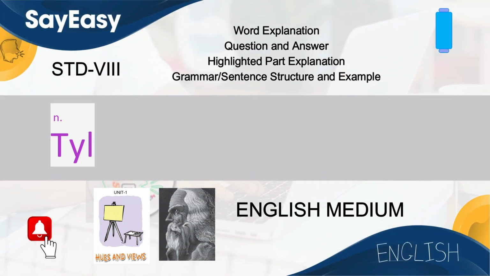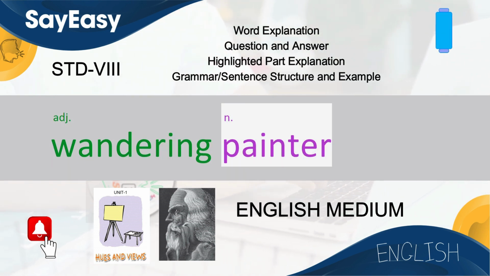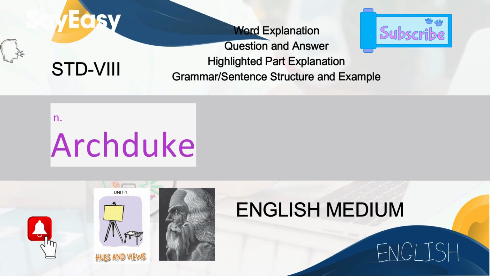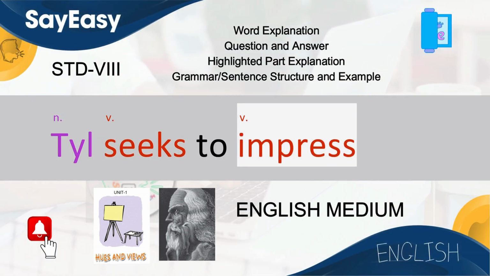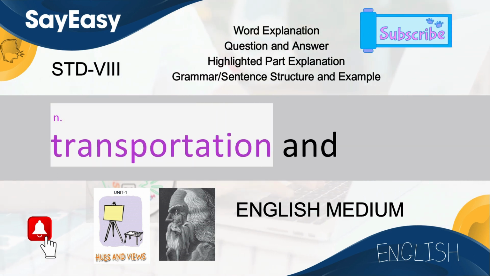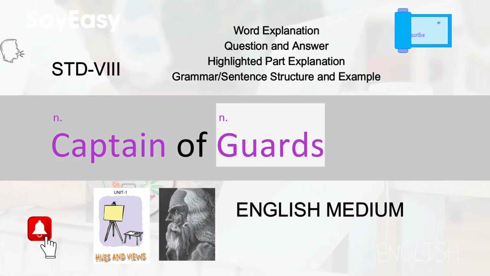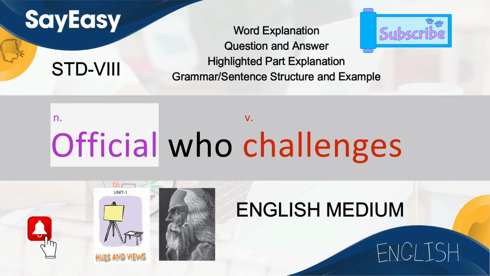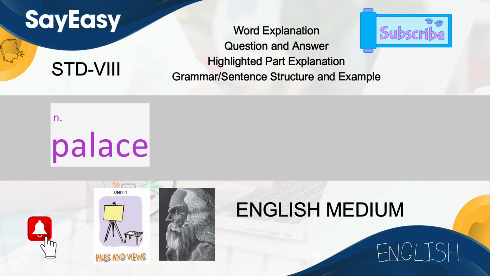Tivael. Main character, a wandering painter. Archduke. Noble ruler, the one who Tivael seeks to impress. Donkey. Tivael's mode of transportation and companion. Captain of Guards. Official who challenges Tivael's entry into the palace.